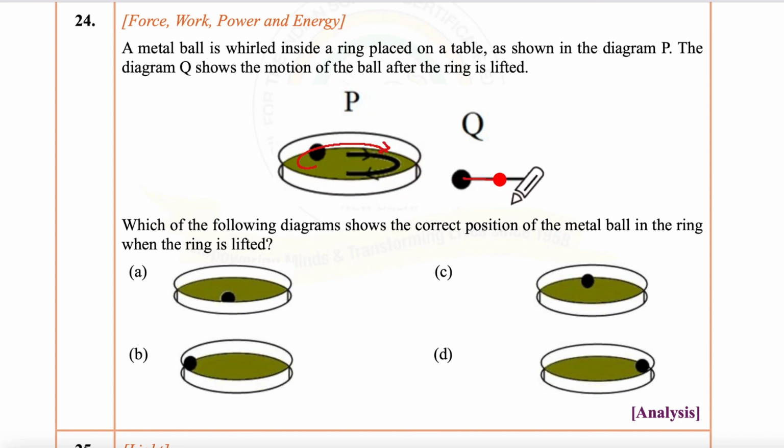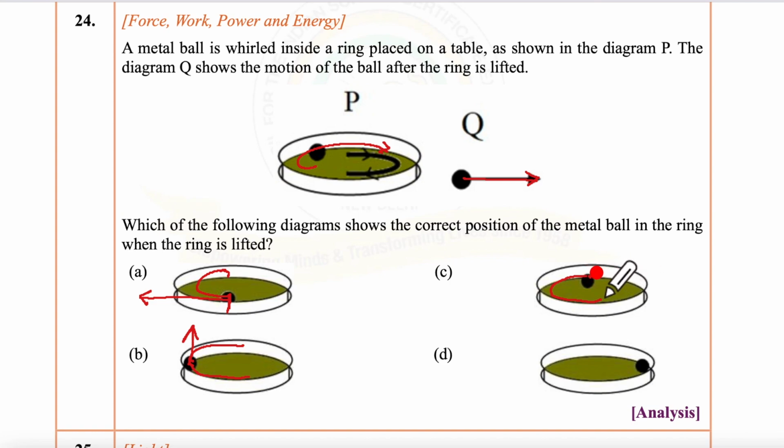So if it has to move this way after the ring has been lifted, where would the metal ball be? Let us look at it. It's going clockwise this way. So if the ring was lifted here, it would have gone in this manner. For this position, if the metal ball is moving clockwise, at this point if we lift the ring, it would have gone this way. At point C, the metal ball is moving clockwise.